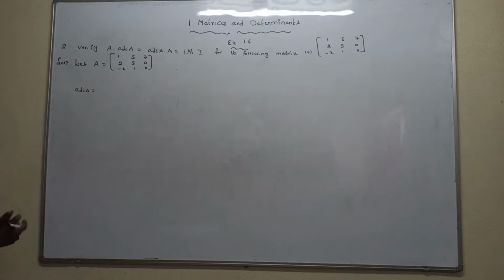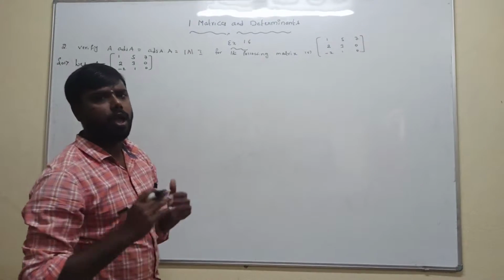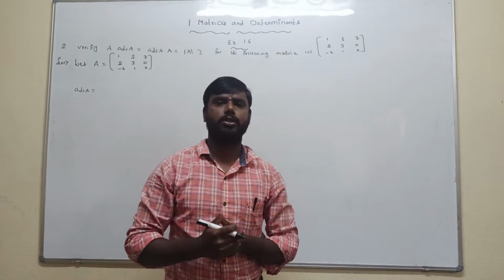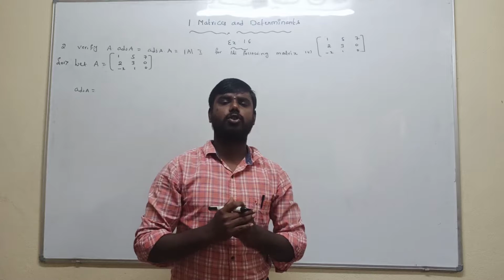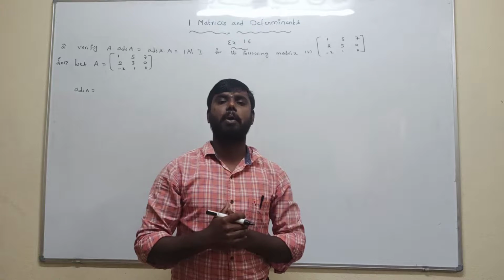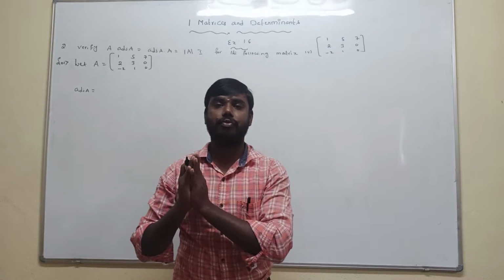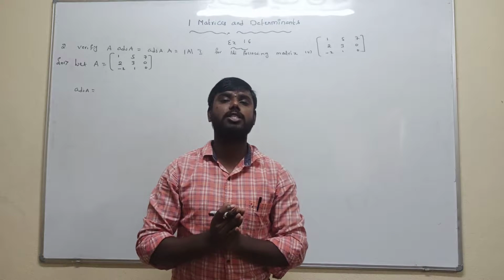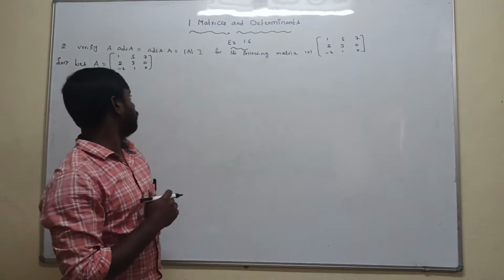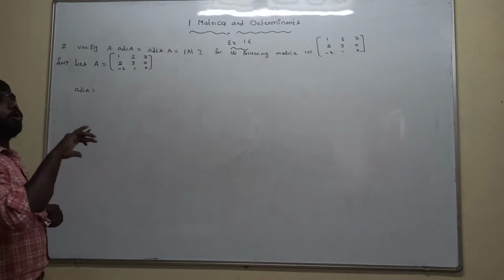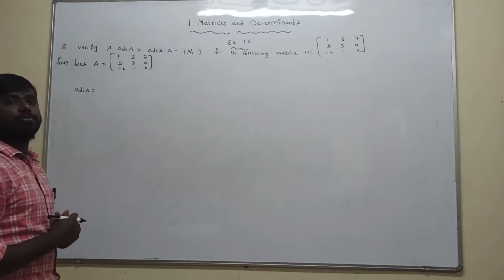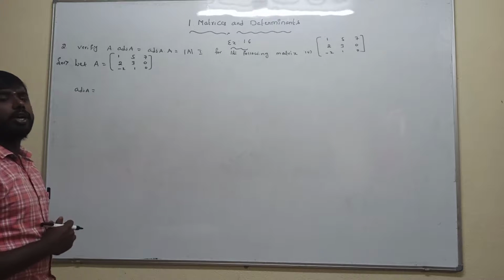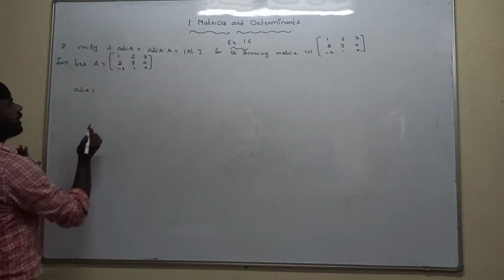So we need to calculate adjoint of A. What is the definition of the adjoint of A? Adjoint is nothing but the transpose of the matrix capital Aij, where Aij is nothing but the cofactor of an element small aij. So now we need to calculate the transpose of the cofactor elements of the small aij. First we are taking 1.